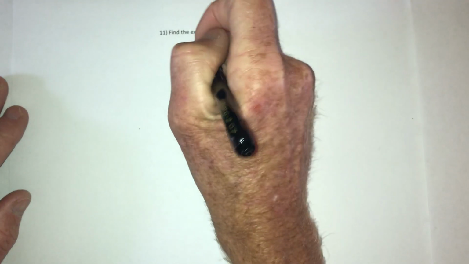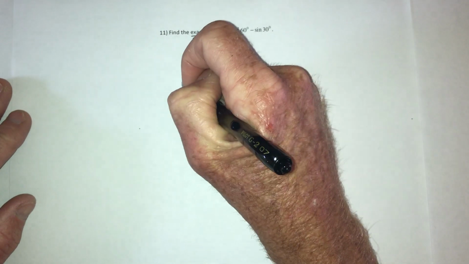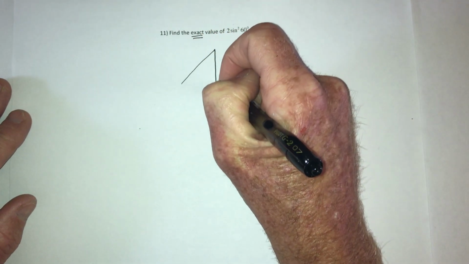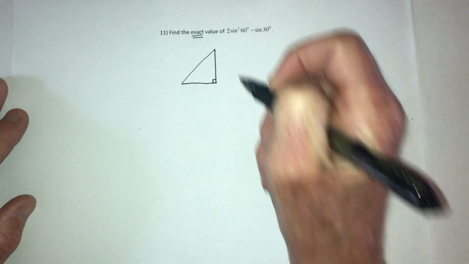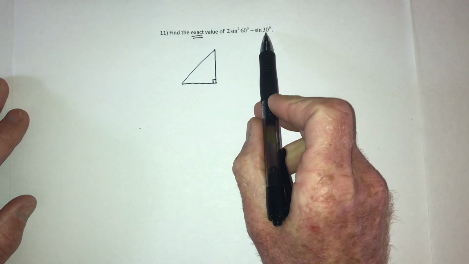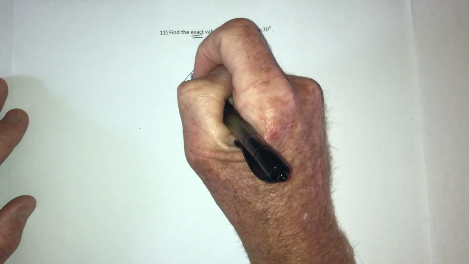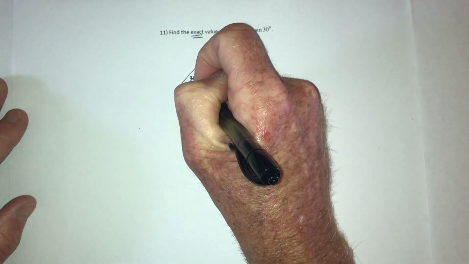Problem number 11 asks for an exact value. And that is a big indicator that you're either going to be using a 30, 60, 90 triangle or 45, 45, 90. In this case, it's going to be 30, 60, 90. So I'm going to set that up first.